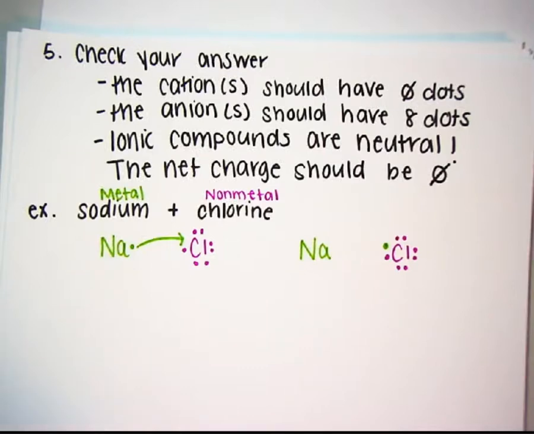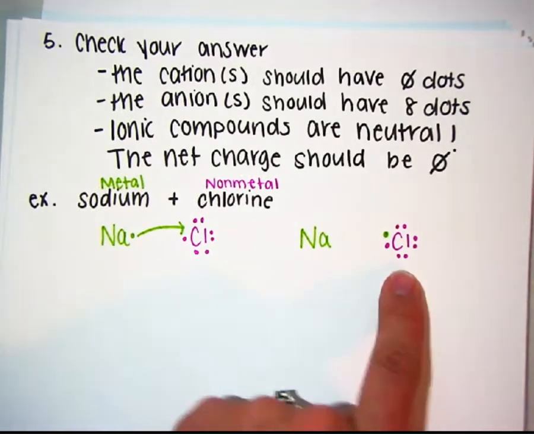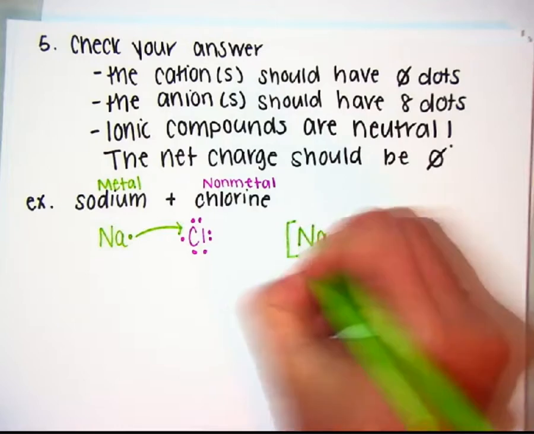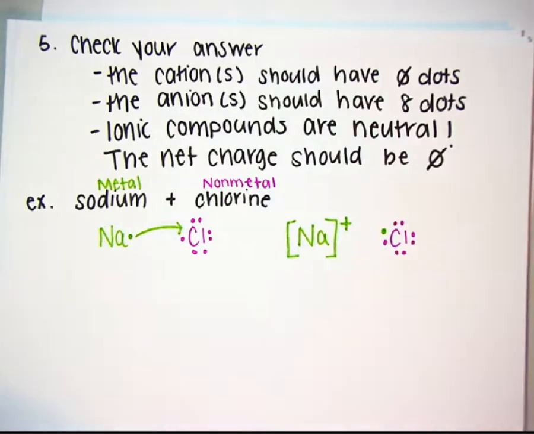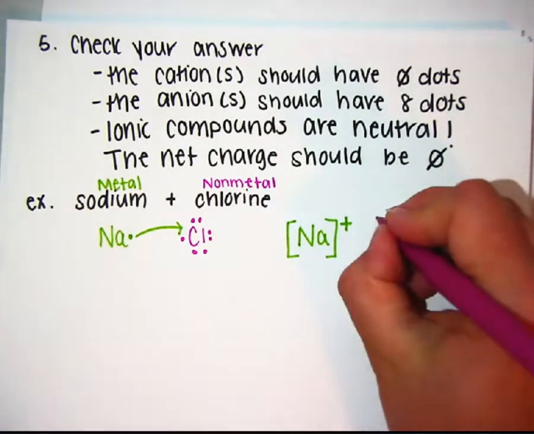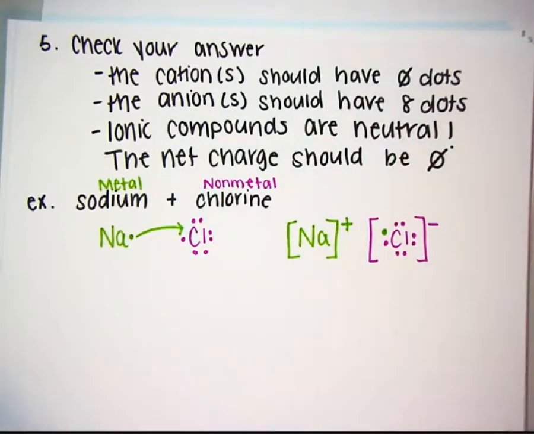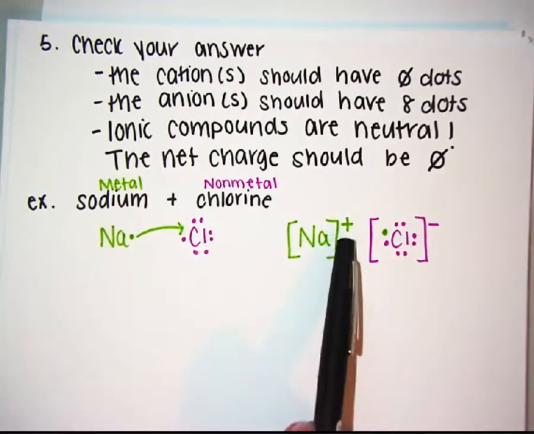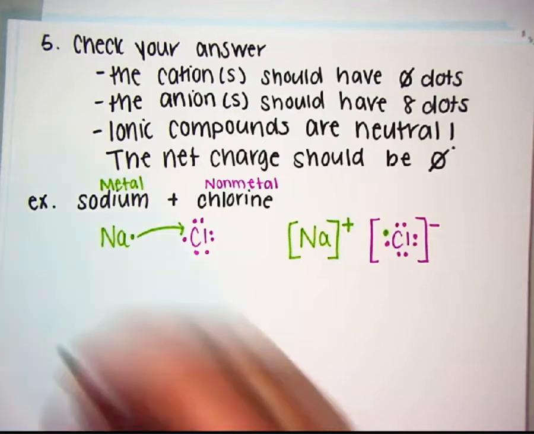Let's check our answers. My cation has 0 dots. My anion has 8 dots. So we're good. Sodium lost 1 electron, so its charge would be +1. Chlorine gained 1 electron, so its charge would be -1. Last check. Is the net charge of my compound 0? +1, -1, they cancel out. So my net charge is 0.